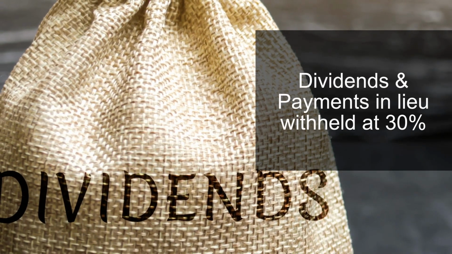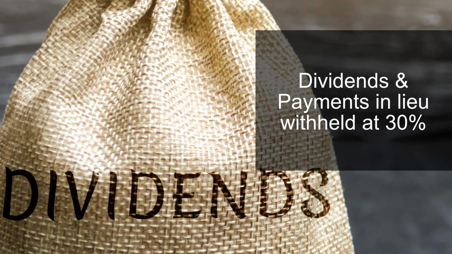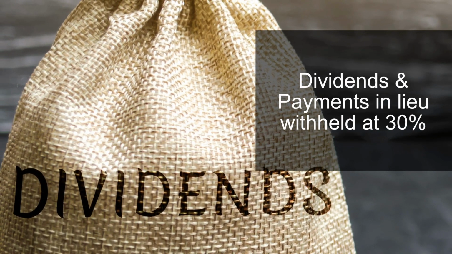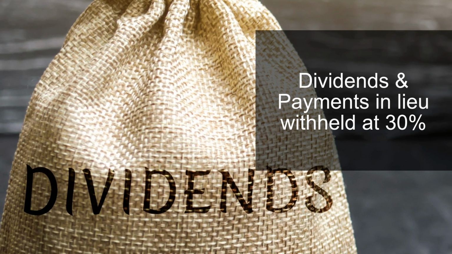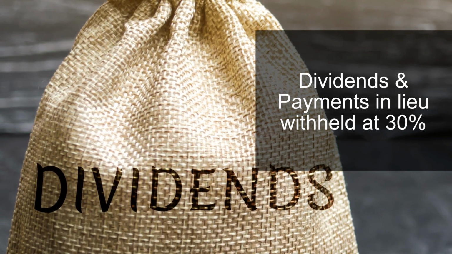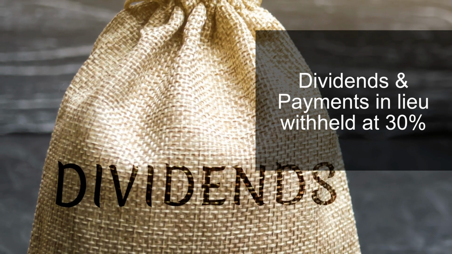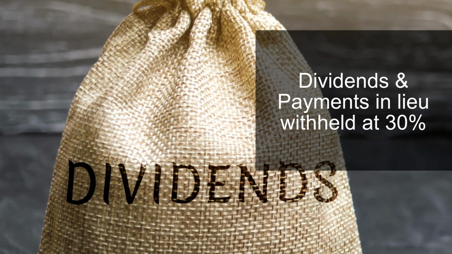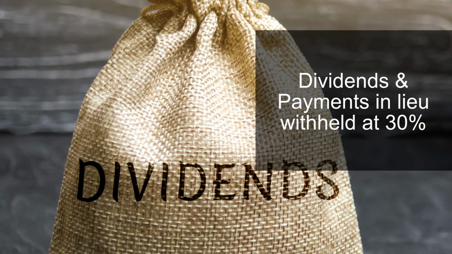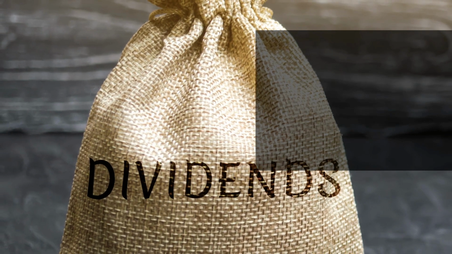Dividends and payments in lieu are withheld at 30%. If you live in a treaty country, then a lower rate will apply. Payments in lieu are withheld as if they were the actual payment, so payments in lieu of dividends are withheld. Payments in lieu are not, if they substitute for investment interest.